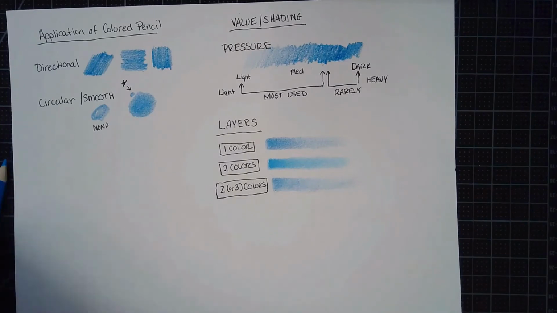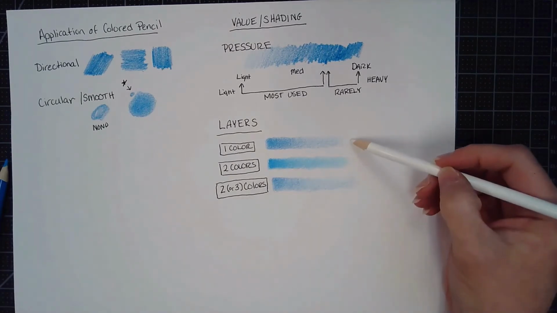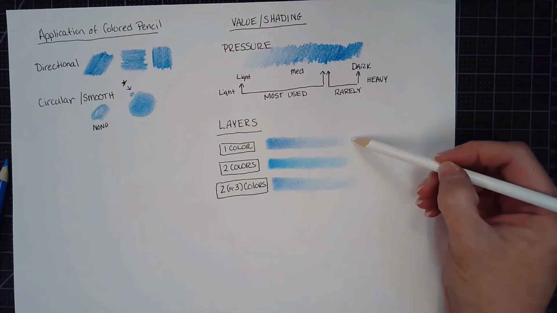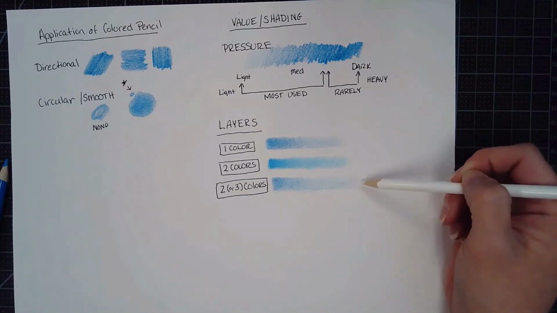Now white can also be used as a blender. So I can lay white down first to help the color lighten up. And if you look, there's a slight difference between my dark blue up here where there's just nothing but layers and pressure, and my light blue down here where the white is underneath it.